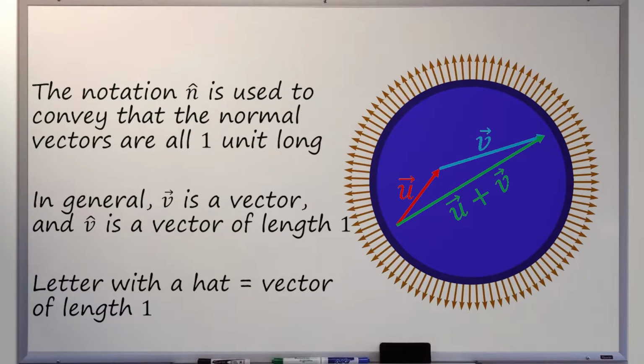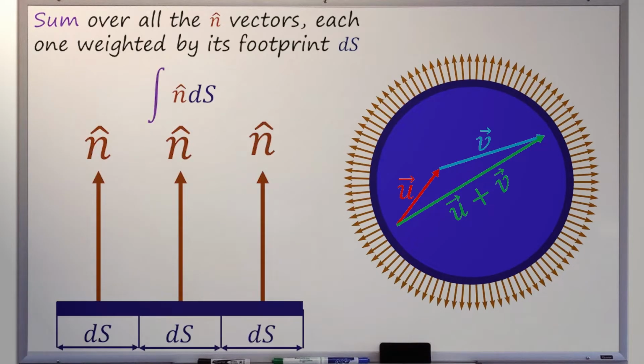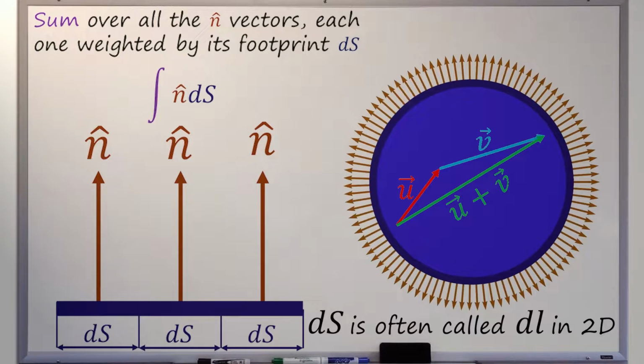We want to be able to add up an infinite number of vectors, and the way to think about that is first imagine that we have some finite set of vectors, and each one has its own footprint. The normal vector we'll call n hat, because it's a unit vector, it has length 1, and its footprint we'll call dS. That's short for differential element of the surface S. So you can think of dS as just one thing, it's not d times S, it's just a differential, meaning an infinitesimally small amount of S.